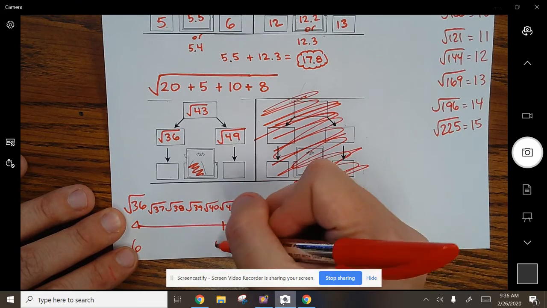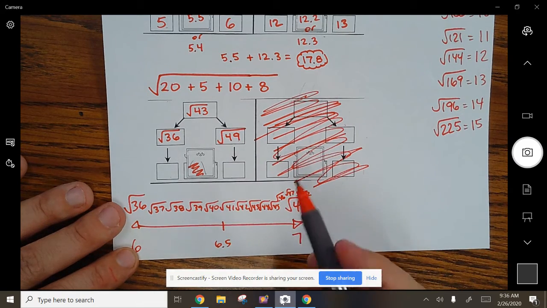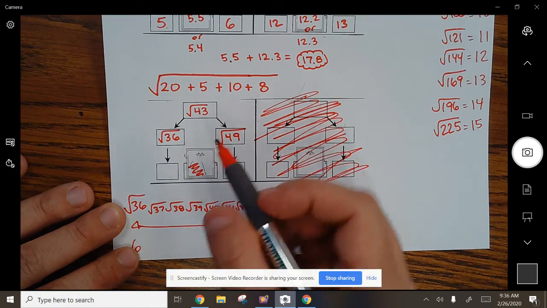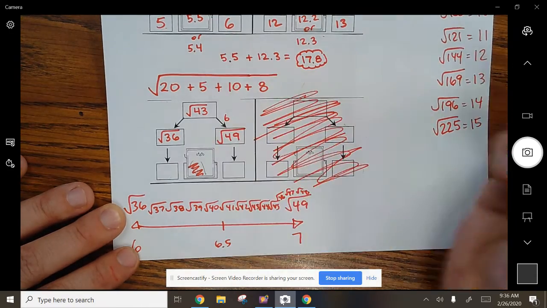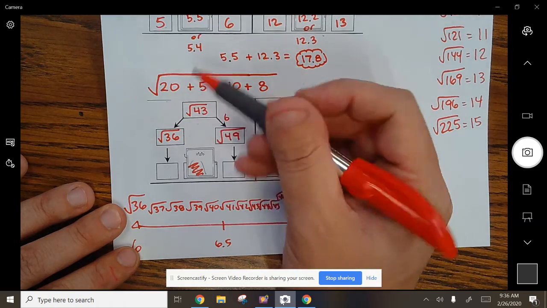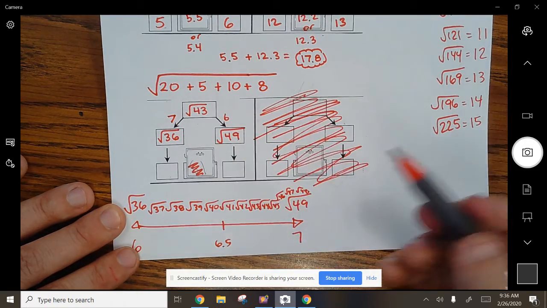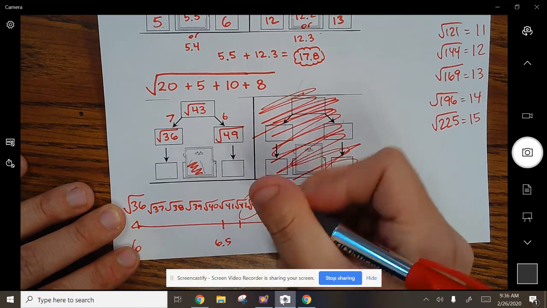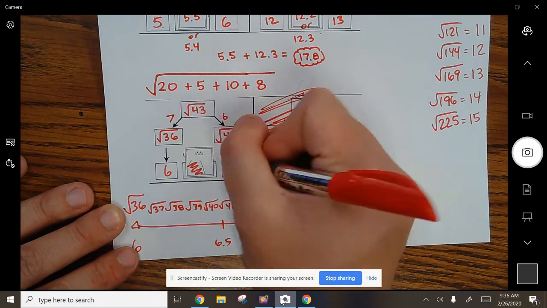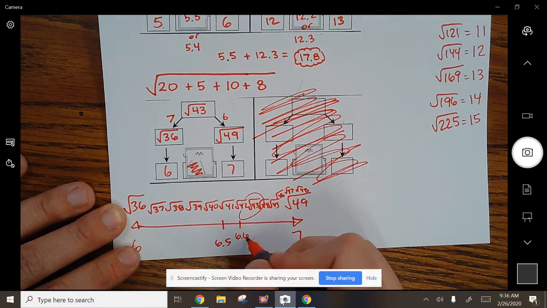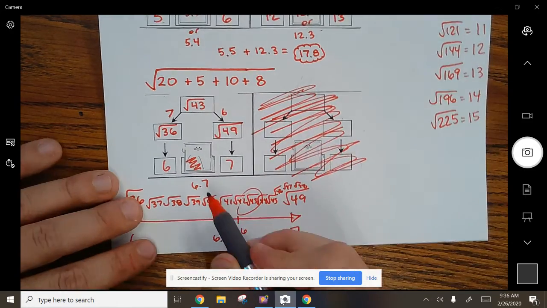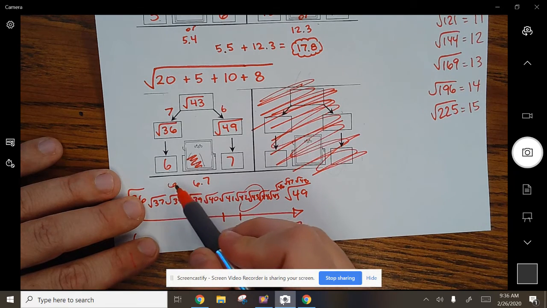But if this is the middle of 6.5, square root of 43 is pretty close. It's actually closer. It's 6 spots away from 49. And it's actually only 7 spots away from here. But it's closer. It'd probably be right around here. Probably about, this is 6 and 7. I'm going to say 6.6 or 6.7. Okay. And that's roughly around 6.6, 6.7. Those would both work out for me.